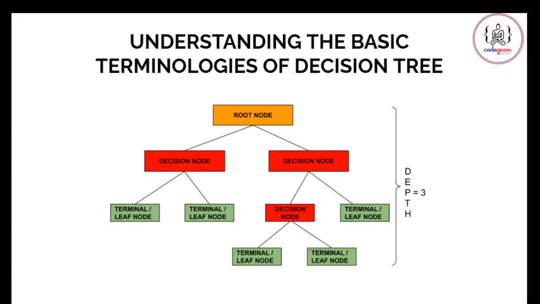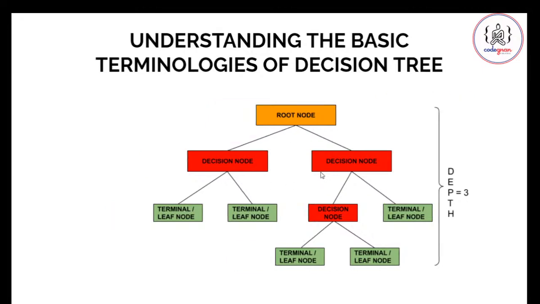Now let's talk about what a root node is, what a decision node is, and what these terminal nodes are. And here we have the depth as well. At the root node, before any kind of splitting, we have all of our data. The root node is where our population data is present before any splitting. This becomes your root node, which is in orange here. And after splitting it, you call these nodes decision nodes.